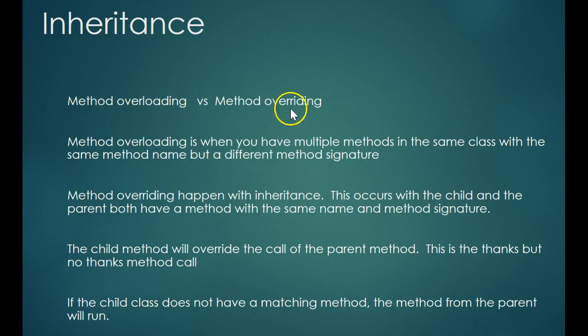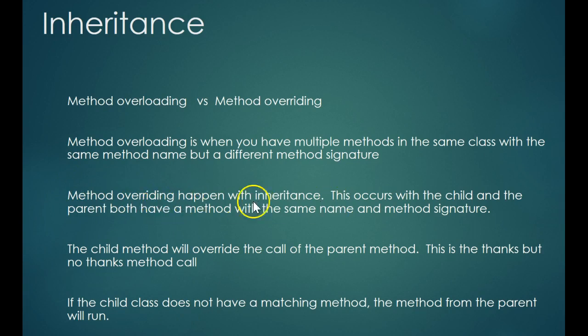Let's talk about method overloading and method overriding. We know what method overloading is. Method overloading is when you have multiple methods in the same class with the same method name, but a different signature. We've done that with our constructors. We have constructors with various arguments or parameters. Can have the same name but cannot have the same signature.